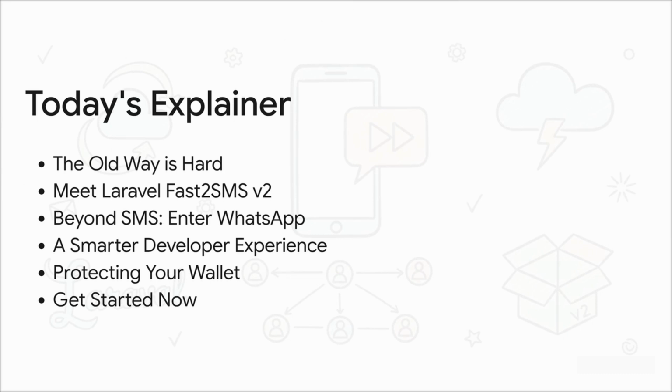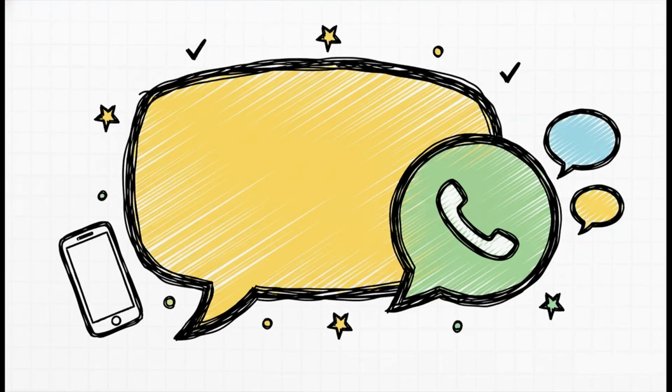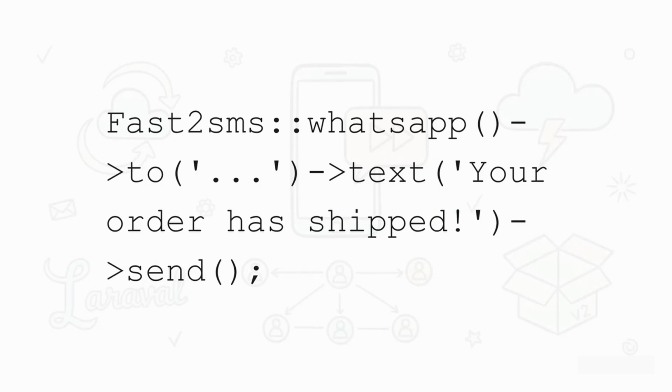So here's what we're covering. We'll see why the old way was tough and dive into V2. Think of it as a clean layer over the API that makes everything feel native to Laravel. And the big news for v2 is something many were asking for: full WhatsApp integration. Sending a simple text is now this easy, just one single beautiful line of code.